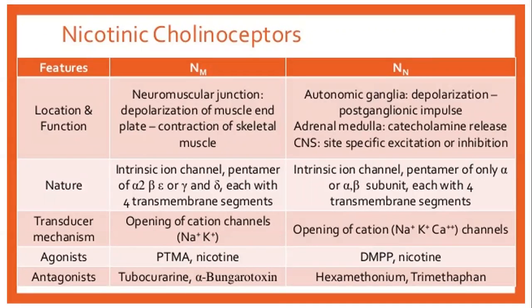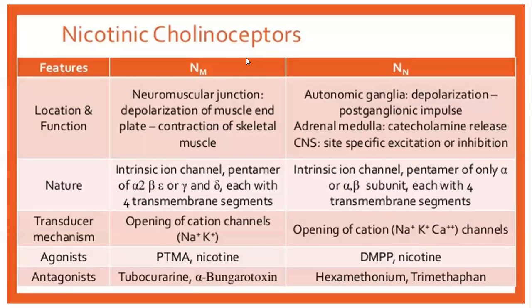In the last class, I discussed muscarinic receptors, and there are 5 types of muscarinic receptors. I also covered some pathways, the mechanism pathways of the M1, M2, and M3 receptors. In today's class, I am going to discuss nicotinic cholinergic receptors.